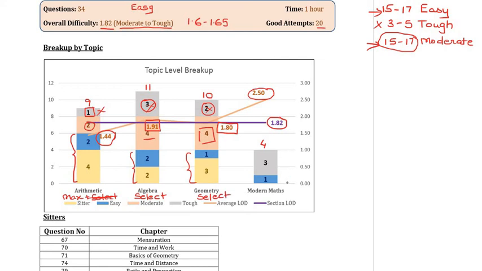Finally, when I look at modern math, I see hardly 4 questions, just 1 easy question, no sitter at all, and the rest were all tough. So here it was more a case of identifying this easy question. So if you see, there was just one section where you could have maximized your attempts. Everywhere else the game was about selecting the right question to attempt.